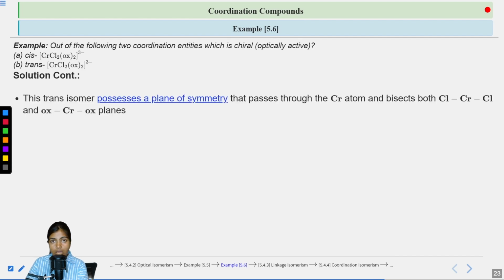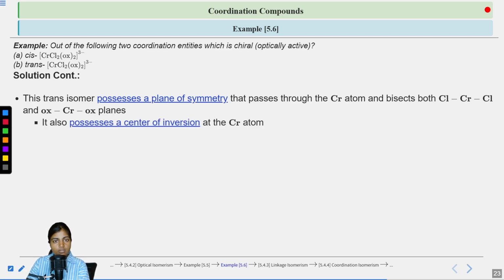Now this trans isomer possesses a plane of symmetry. How? The horizontal plane is going to divide the two chlorine atoms equally, right? So the trans isomer possesses a plane of symmetry that passes through the chromium atom. That horizontal plane passes through the chromium atom and bisects the chlorine-chromium-chlorine and oxalate-chromium-oxalate planes. So that's why there is a plane of symmetry.